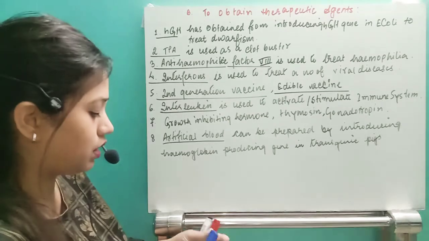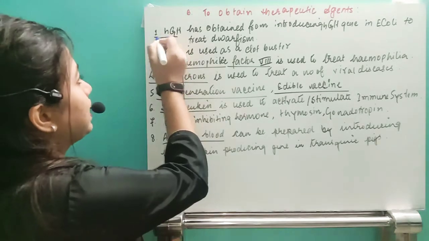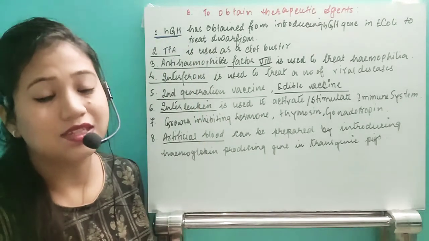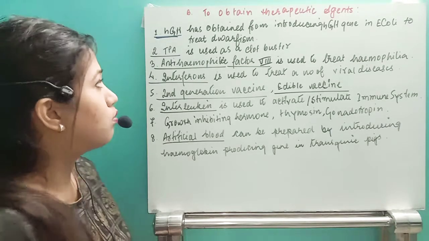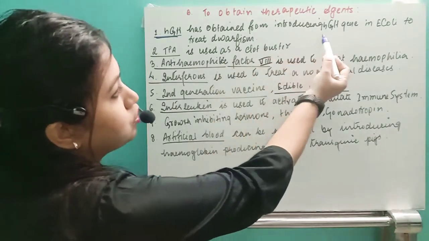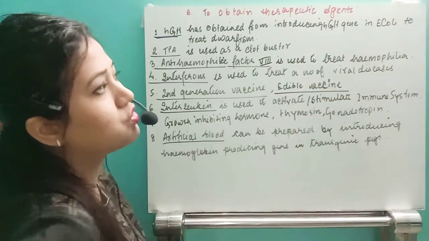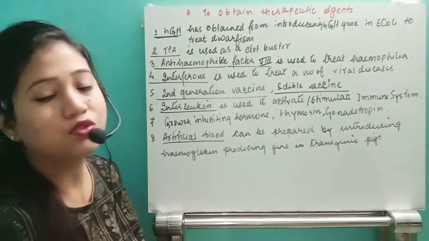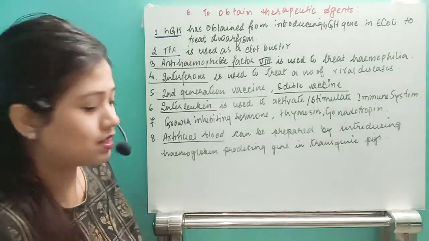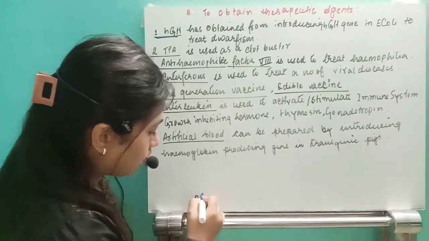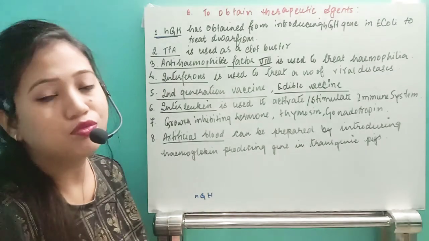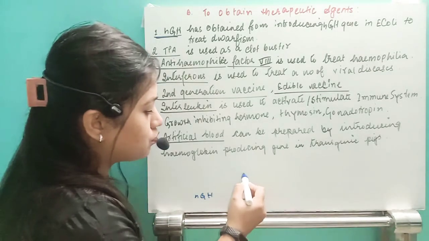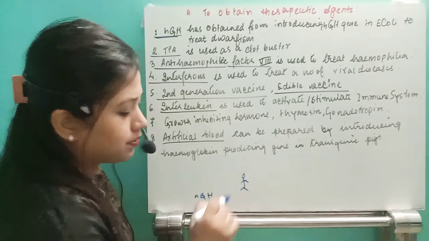So first of all, here it is given, that is HGH. HGH stands for human growth hormone. So human growth hormone is obtained by introducing the HGH gene in E. coli to treat dwarfism. So what is it? See, this human growth hormone is actually a protein. Due to the lack of human growth hormone, the individual will suffer from dwarfism.